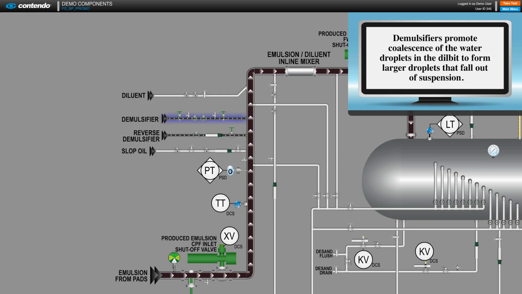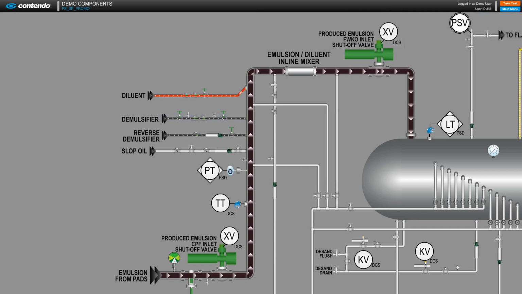Demulsifiers promote coalescence of the water droplets in the dilbit to form larger droplets that fall out of suspension. Heated diluent is injected downstream of these chemical injection points to reduce the density and viscosity of the emulsion's bitumen component. This aids in separating the bitumen from the produced water by increasing the density difference between the two and allows shipping of the bitumen via pipeline by meeting the sales oil density specification.